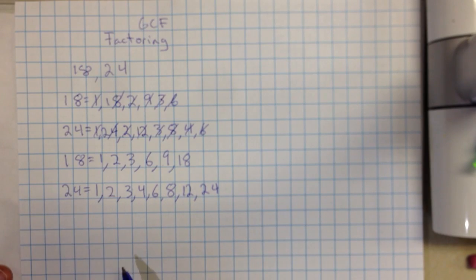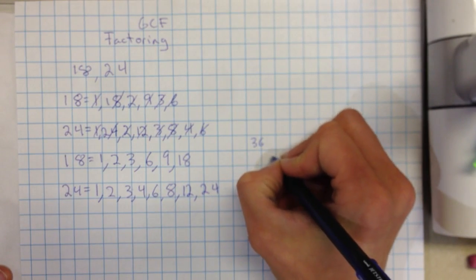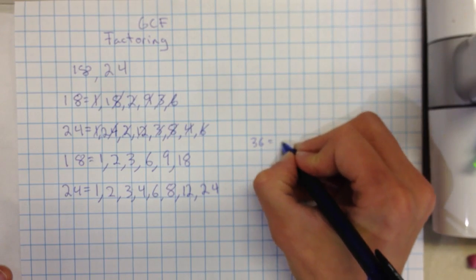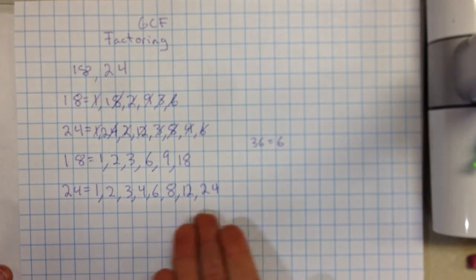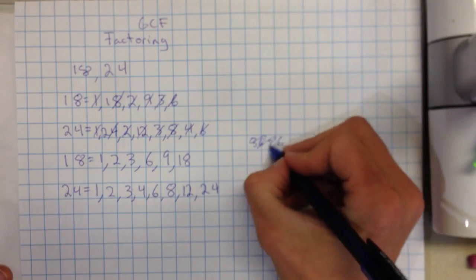Now if I did have a number, say for example if my number was something like 36, then I know that one of my factors would be 6. I would only have to write 6 down once, because it doesn't matter how many times you have it, we're just looking for something that's in common.